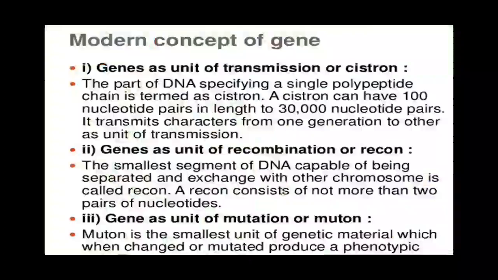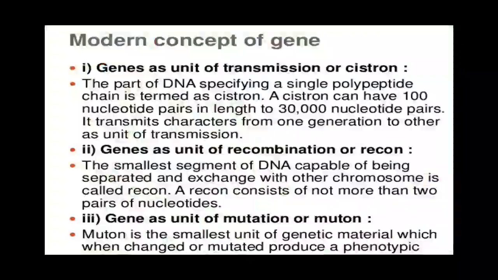Now, the modern concept of gene. Gene as a unit of transmission, or cistron. That means the part of the DNA specifying a single polypeptide chain is called a cistron. So a cistron is a segment of DNA that specifies a particular function.